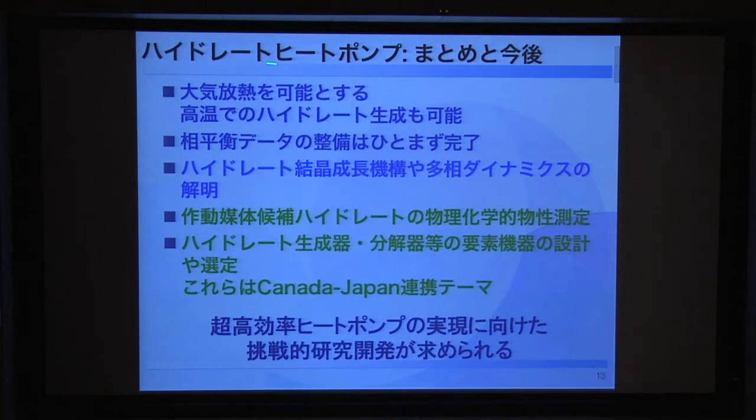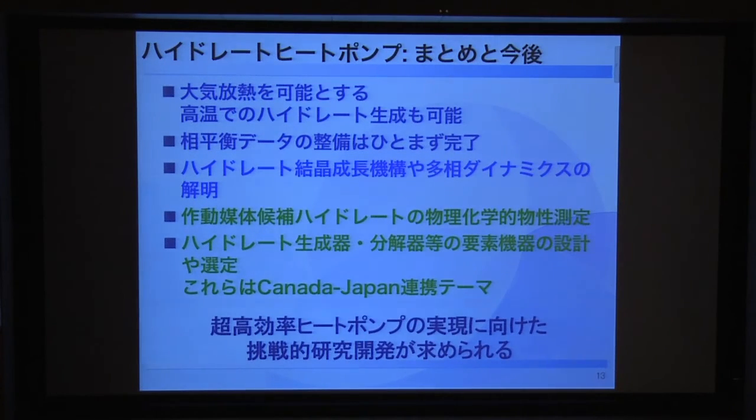First of all, we know that there are hydrates that can be used at high temperature, discharging thermal energy into the atmosphere. And we more or less have the equilibrium data as well. We have also identified the growth mechanism of hydrate crystal, and we will have to understand more about the multi-phase dynamics. Now we have made a new hydrate. We need to do some physical property baseline.